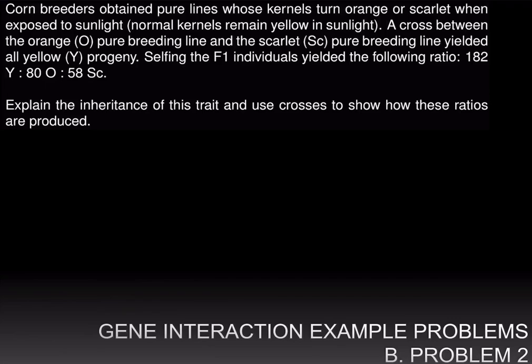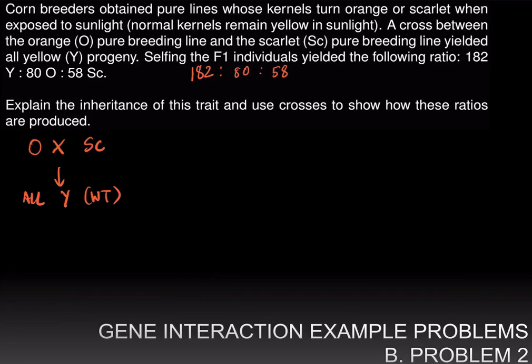So first, we note that when we cross the orange line with the scarlet line, we get all yellow, that is all wild type. And that tells us that the orange and scarlet mutants complement each other and therefore must be mutations of different genes. Further, we note the ratio 182 to 80 to 58.